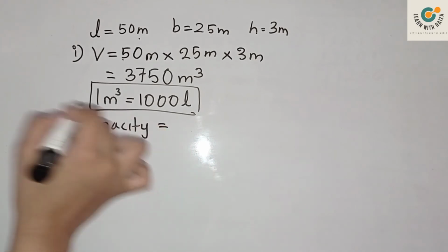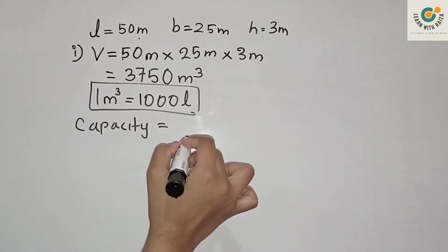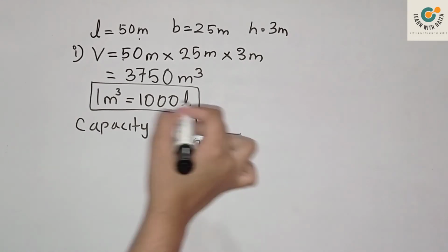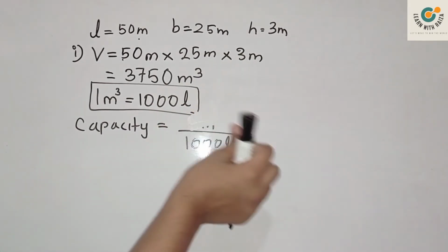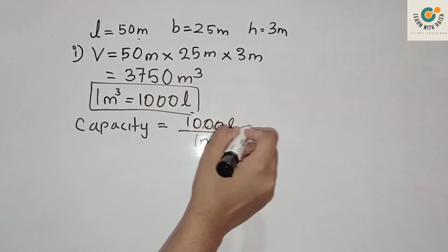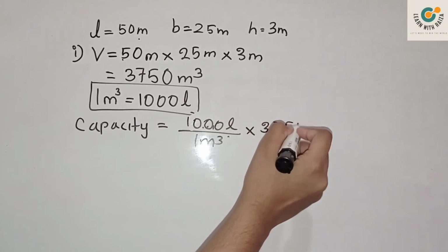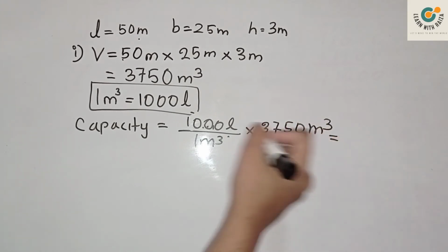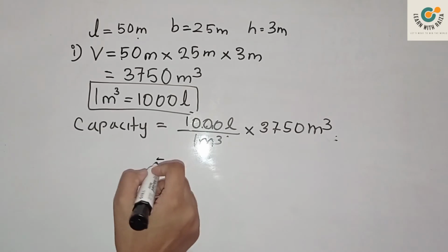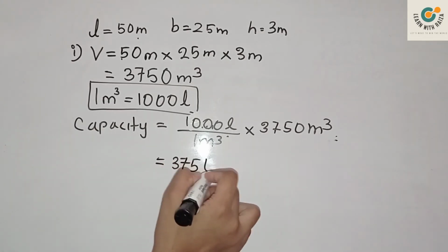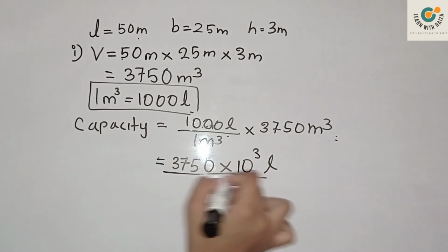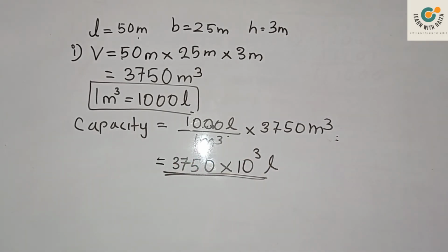Capacity of this swimming pool is like 1000 liters for 1 cubic meter. Other way around, we'll write down: 1 cubic meter is 1000 liters. So therefore 3750 cubic meters is how many liters? We can multiply, and write in scientific notation, 3750 multiplied by 10 to the power 3 liters. This is the capacity of this swimming pool.